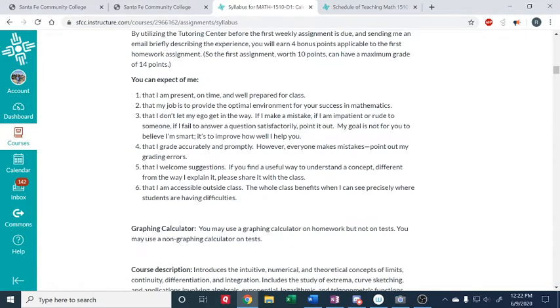All right, so expectations of me in the class. You can briefly read through those. The graphing calculator: you can use it on homework, but not on tests. You can use a non-graphing calculator on tests. We're going to learn some things about how to graph difficult functions without a graphing calculator, so the honor system will be very important. They'll be graphing these things and using calculus to get the subtleties of the graph all correct.